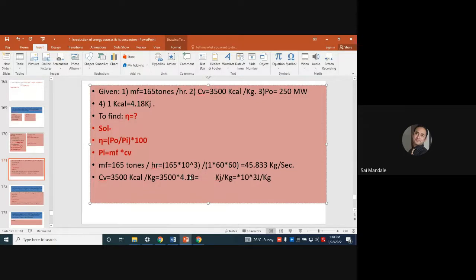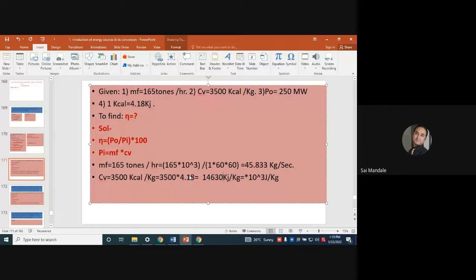14630. How much? 14630. Perfectly correct. 14630 is in kilojoules. 14, sir. Okay, very good. 14630 is a kilojoule per kg.